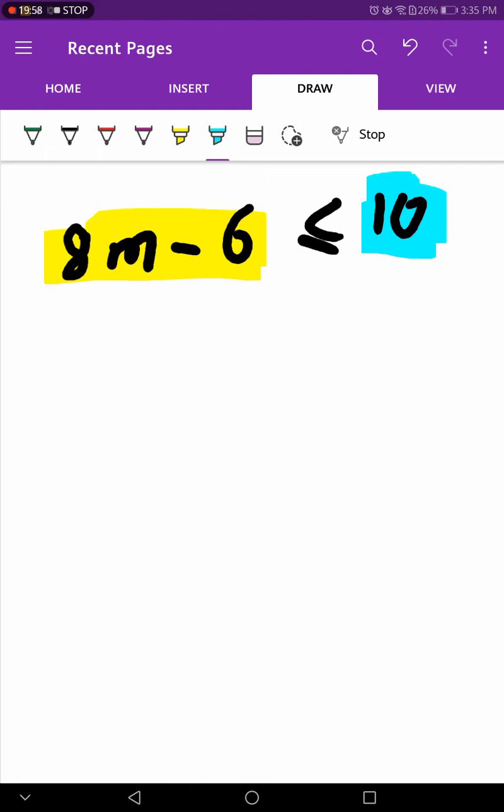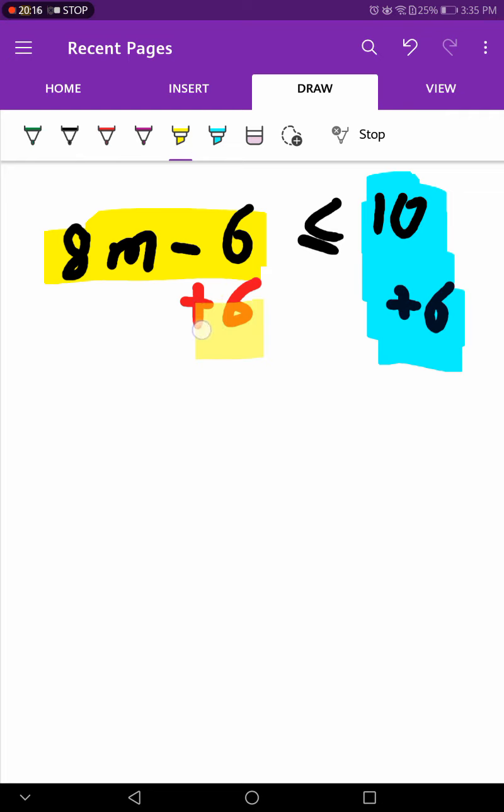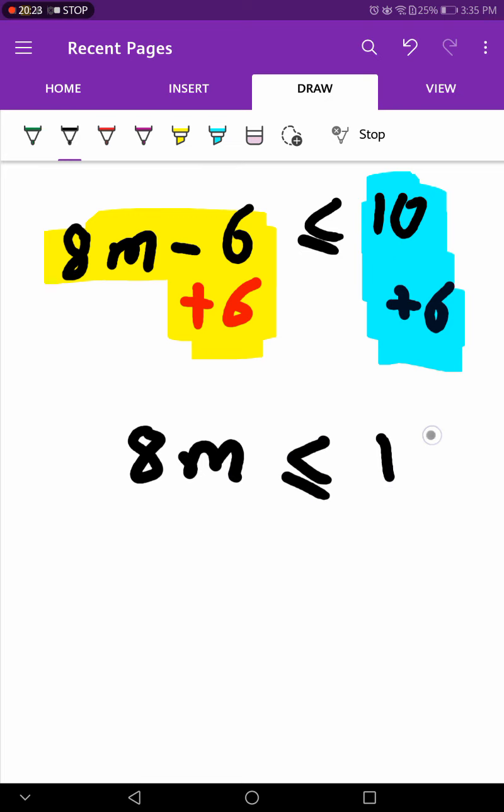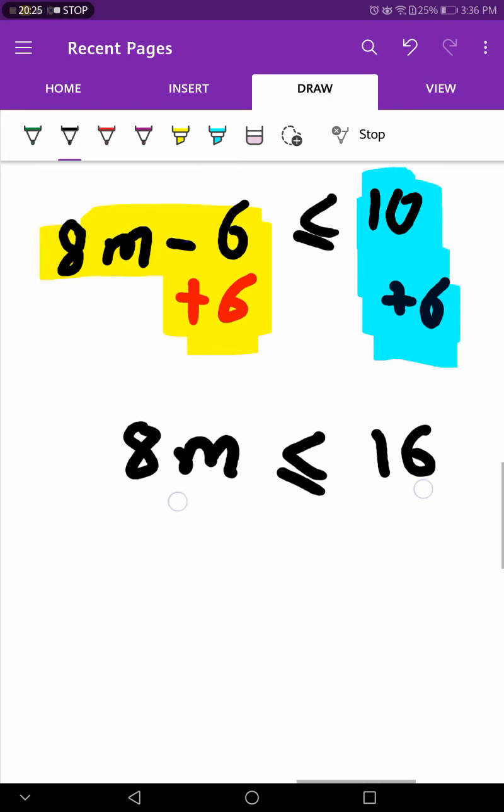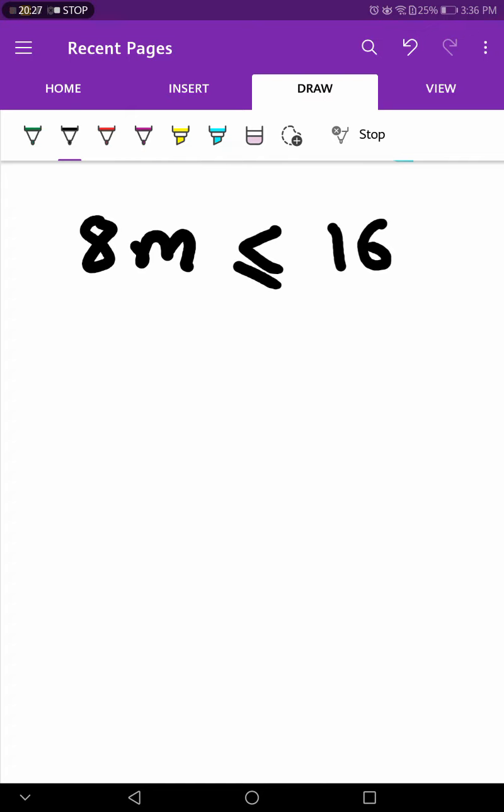So how do you make the m alone, Rayyan? We will add 6. Yes, we have to eliminate the 6 by adding 6 in the left side and the right side too. So you will cancel the negative 6. You are very fast, Rayyan. Okay, now the 8m comes down, less than or equal to 16. Now what do you have to do? You will divide it by 8.